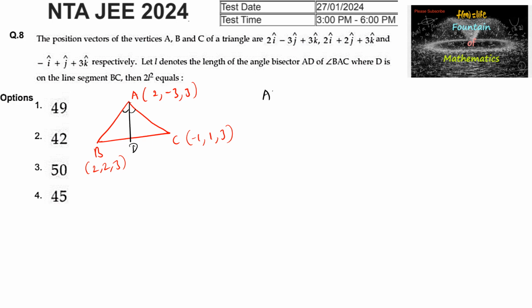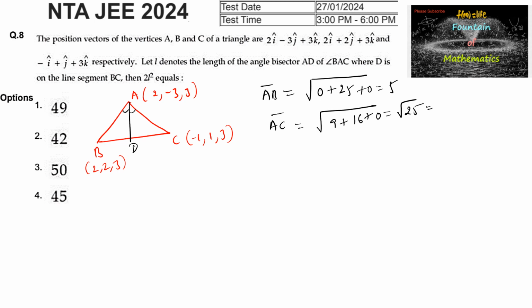So let's find the AB length. The length of AB is equal to the square root of (2 - 2) whole square plus (2 - (-3)), that is 5 square, 25, and again here 3 - 3 is 0, so the square root of 25 is 5. And the length of AC is equal to the square root of (2 - (-1)), that is 3 square, is 9, plus (-3 - 1), that is -4 whole square is 16, and 3 - 3 is 0, so we are getting root 25, which is again 5.